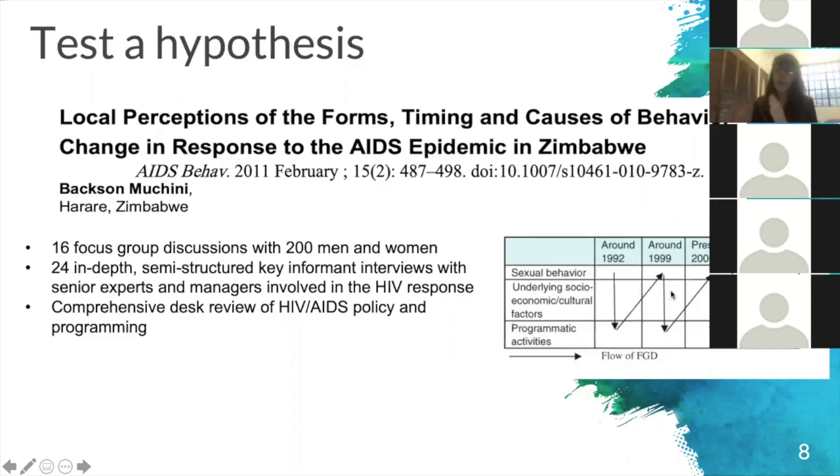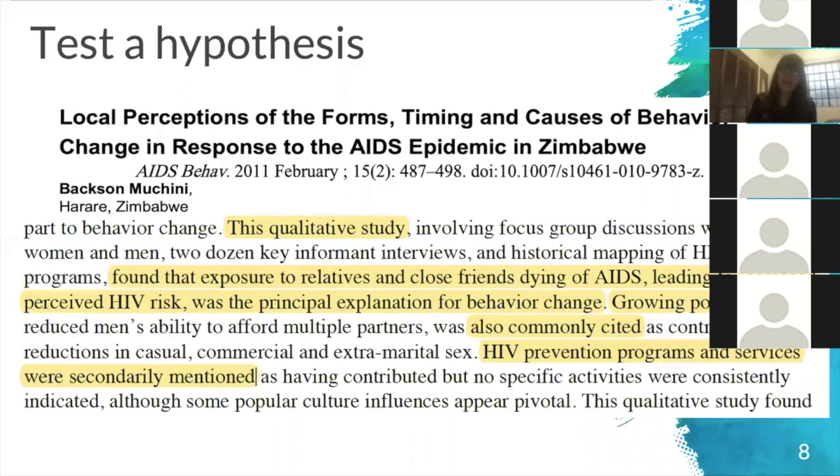They asked people if they could remember each period and whether they thought sexual behavior change had happened in that period and why. Interestingly, they found that exposure to relatives and close friends dying of AIDS, leading to increased perceived HIV risk, was a principal explanation for behavior change. So although there was an expectation that this behavior change was driven by all the communication and prevention efforts around the epidemic, it was mostly due to perception of risk from people dying around them. Also, growing poverty reduced men's ability to afford multiple partners, and this was related to the economic crisis that occurred in Zimbabwe along those years.